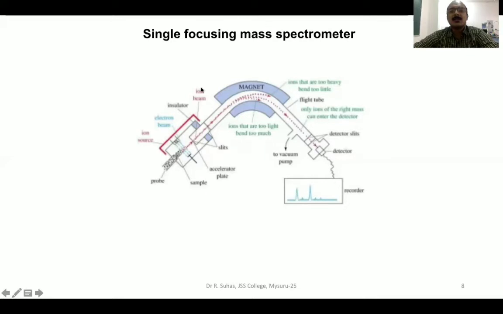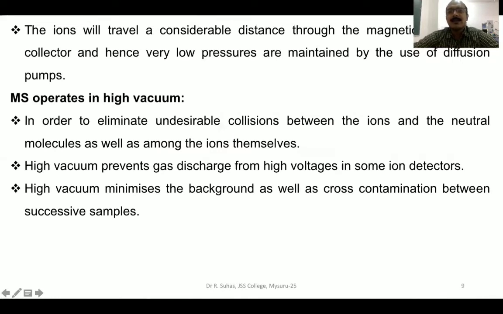So these are the different components of the single focusing mass spectrometer. As I said, here the ions have to move in a curved path for a sufficiently long period of time. So the ions will travel a considerable distance through the magnetic field to the collector, and hence very low pressures are maintained by the use of diffusion pumps. In order to create very low pressures, we need to use diffusion pumps in the mass spectrometer. As I said, the mass spectrometer is usually operated in high vacuum. It is just to see that we eliminate the undesirable collisions between the ions and the neutral molecules, as well as sometimes the collisions that take place between the ions themselves.